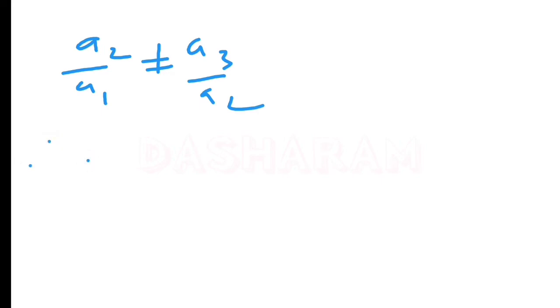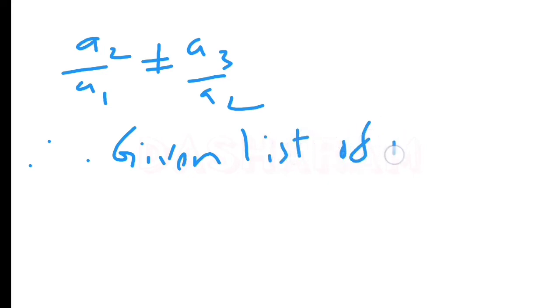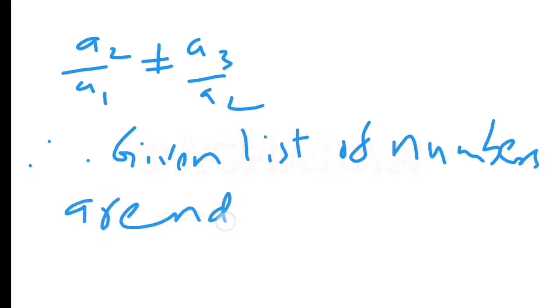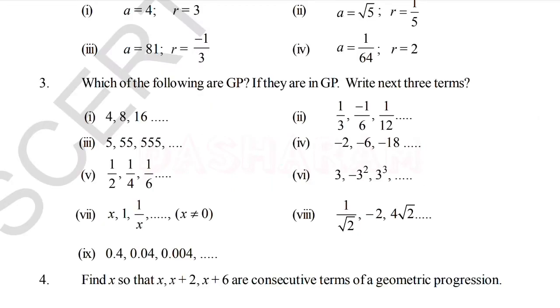So therefore the given list of numbers are not in geometric progression. If they are not in GP, then how will you write the next three terms? So we cannot write it. So the answer is completed. Next, the fourth question is very easy.